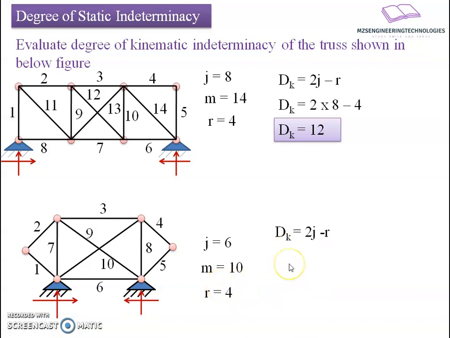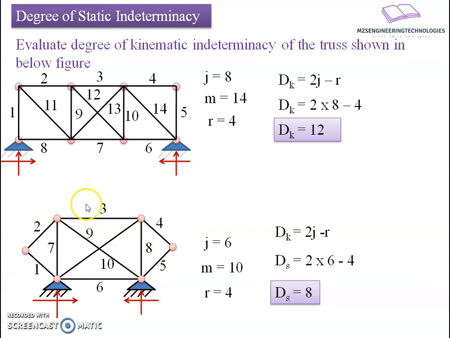Reactive forces are... If I substitute in the equation, Dk = 2j - 3, 2 into 6 minus 4, Ds equals 8. Where the supports are being provided, they are completely restrained against any types of displacement. So degrees of freedom at these two ends will be 0, whereas 1, 2, 3, 4, four joints are there which are having degrees of freedom equal to 2, means 4 into 2 is 8.